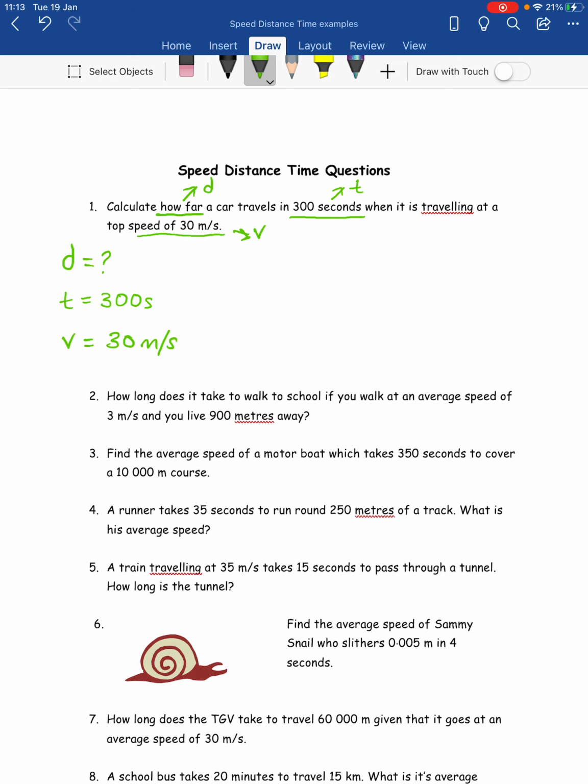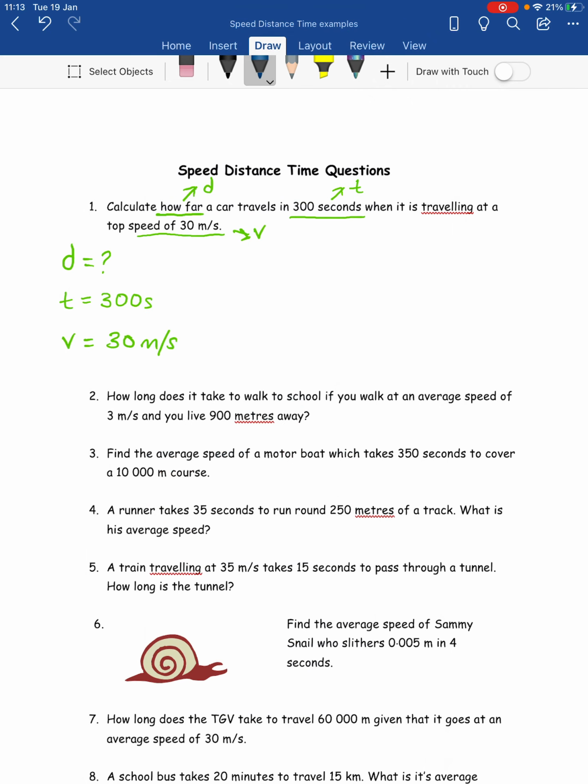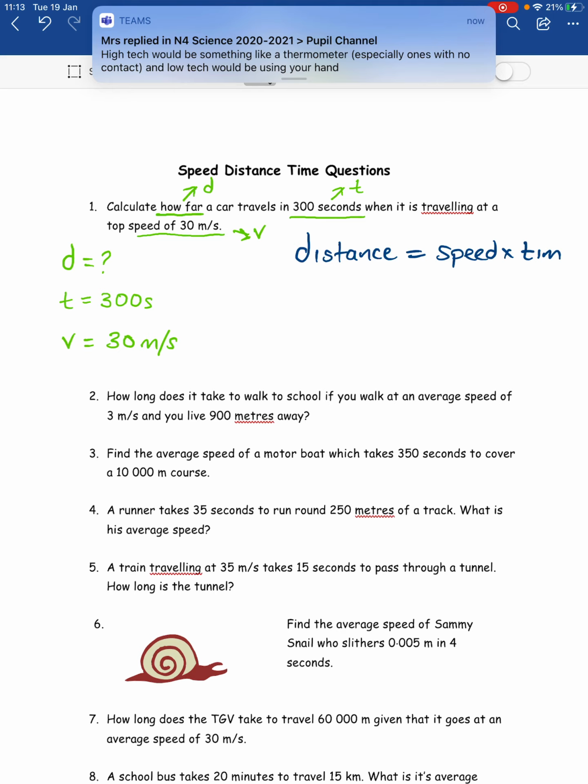Now we're going to put the equation down next. I'll just use a different colour for the equation working. On the equation sheet that you're going to get, the equation that links distance, speed and time is written like this. Distance equals speed times time.